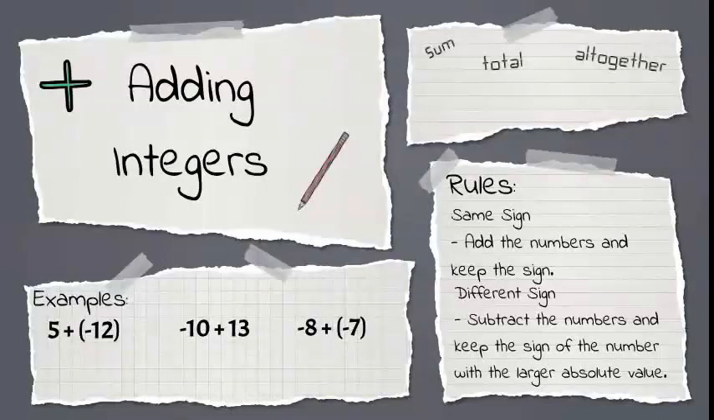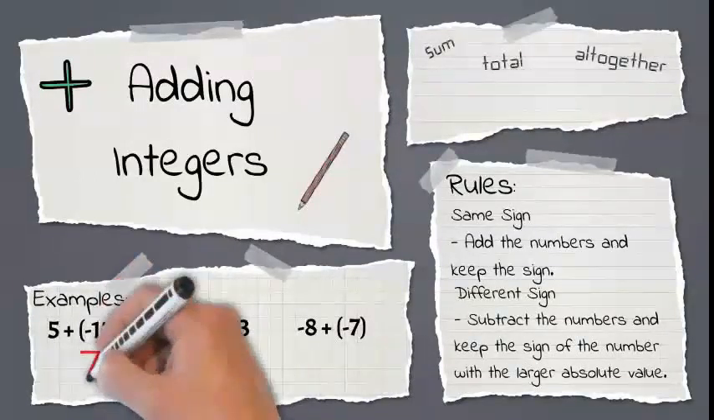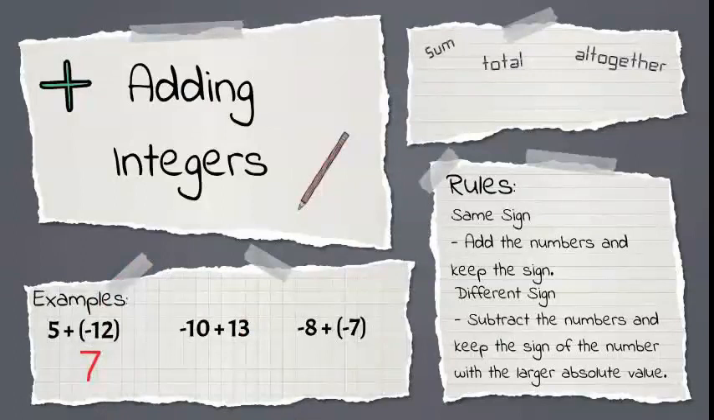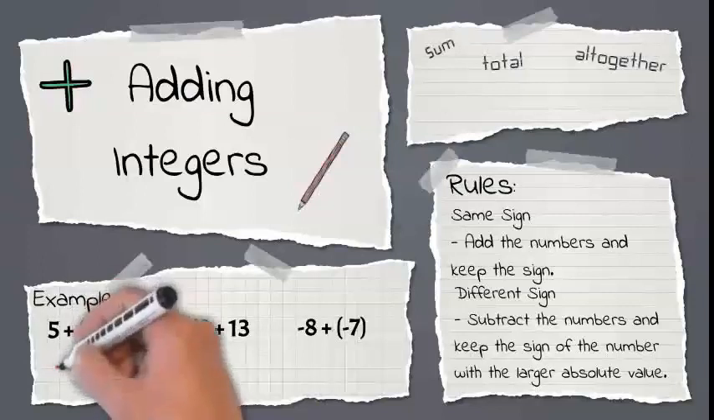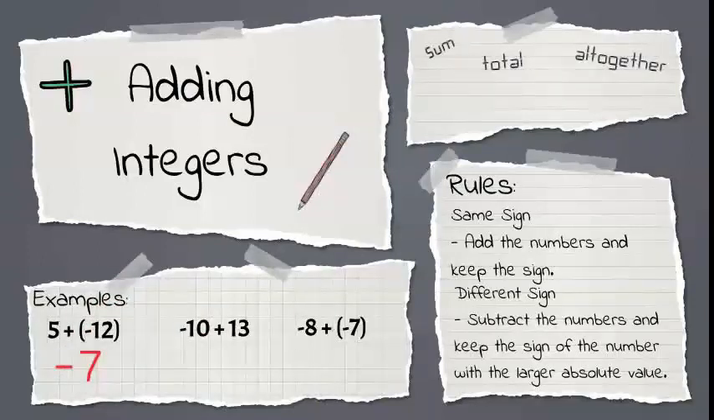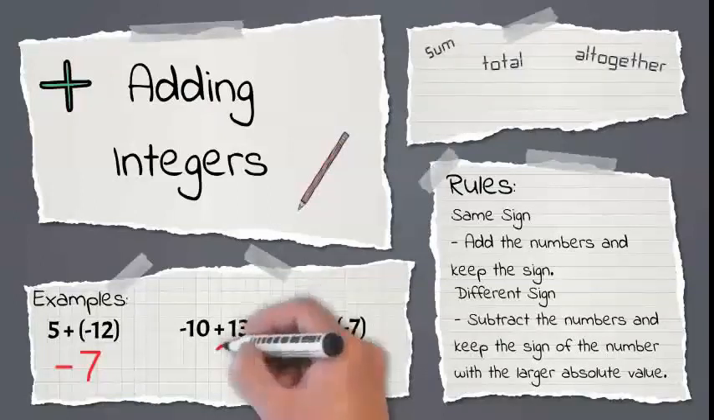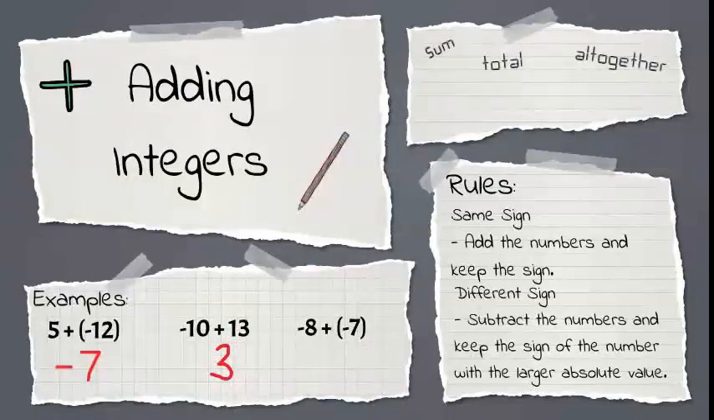5 plus negative 12. Different signs, so let's subtract. 12 minus 5 is 7. And negative 12 has a bigger absolute value, so my answer is negative. Next, we have negative 10 plus 13. Different signs again, so subtract. We get 3. And 13 has a larger absolute value, so our answer is positive.